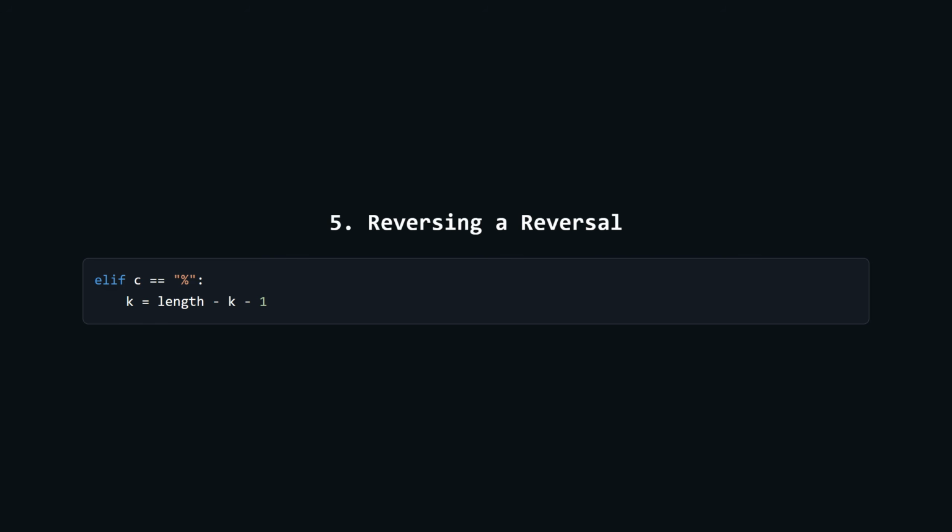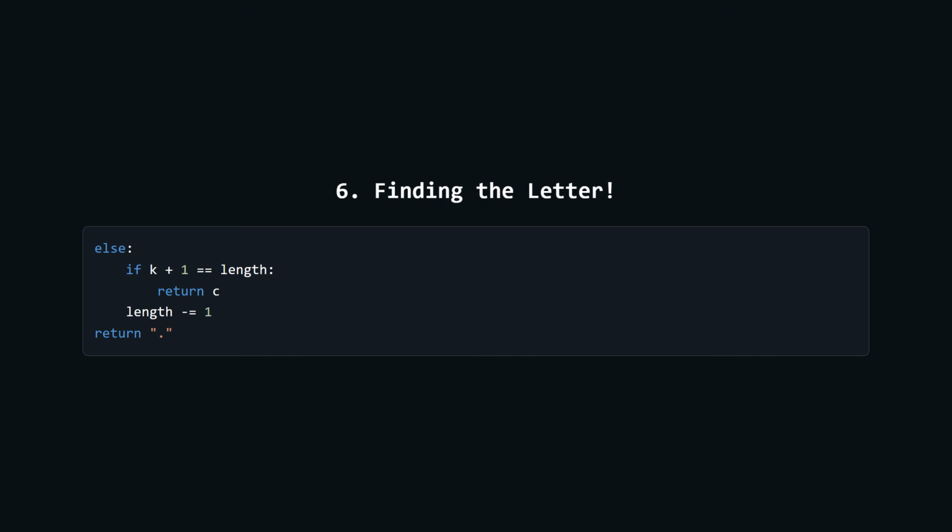For the percent sign, we need to map our target index to the opposite side. We take our current length, subtract our target index, and take off 1 more to adjust for zero indexing. This flawlessly flips the position. Finally, if we hit a normal letter, we check if our current target spot sits exactly at the end of our tracked length. If it does, congratulations, that's our character. We return it immediately. Otherwise, we just shrink the length and continue into the past.